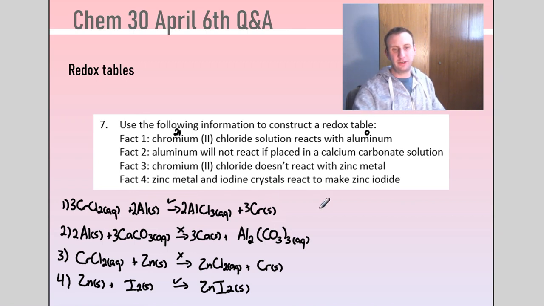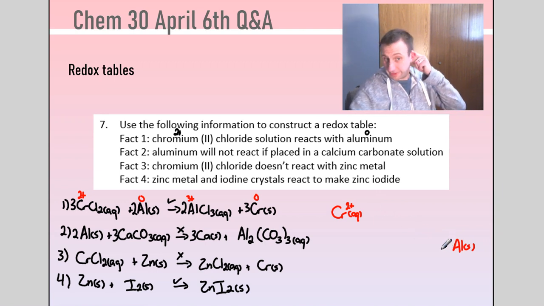Now I can take a look and try to figure out the table. I'm zoned out here. I got 2 positive for chromium going to 0, so it's getting reduced. And then I have 0 going to 3 positive for aluminum, so it's getting oxidized. All right, so based on the fact that this is getting reduced, that is my OA. So I'm going to have Cr2 positive aqueous, and I know that is above my Al solid, because my OA is above my RA, it's downhill. So that's what that tells me.